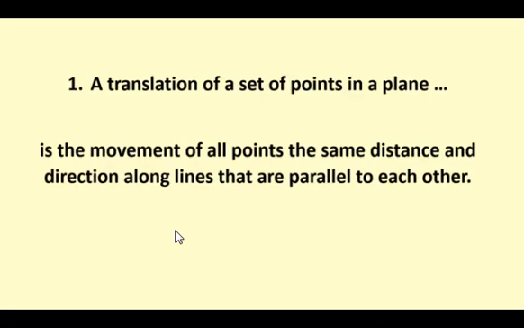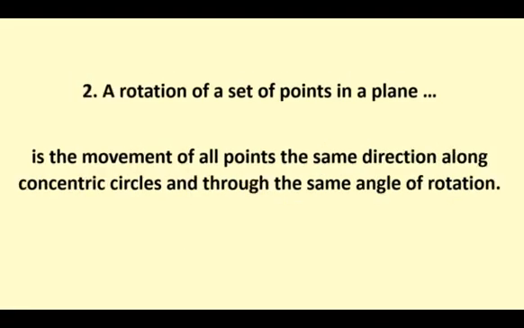The students completed the sentence for question number 1. A translation of a set of points in a plane is the movement of all points the same distance and direction along lines that are parallel to each other. For question 2, they completed the sentence for a rotation. A rotation of a set of points in a plane is the movement of all points the same direction along concentric circles and through the same angle of rotation.